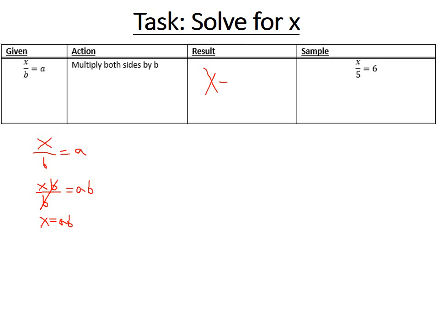x is equal to ab, which just means a times b. You might see a x b, which means a times b. You might see a dot b. I'm just going to write down the various forms you might see it. So a times b, a dot b, or ab like this. These all basically just mean x is equal to a multiplied by b.